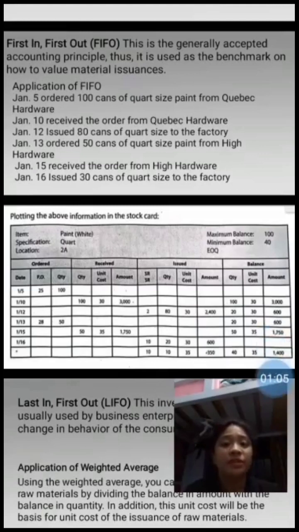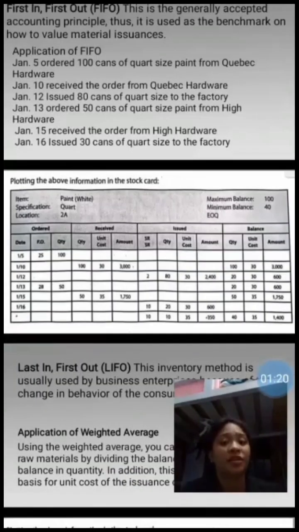So first in, first out, or FIFO, is the generally accepted accounting principle. Thus, it is used as the benchmark on how to value material issuance. So for example, the application of FIFO.